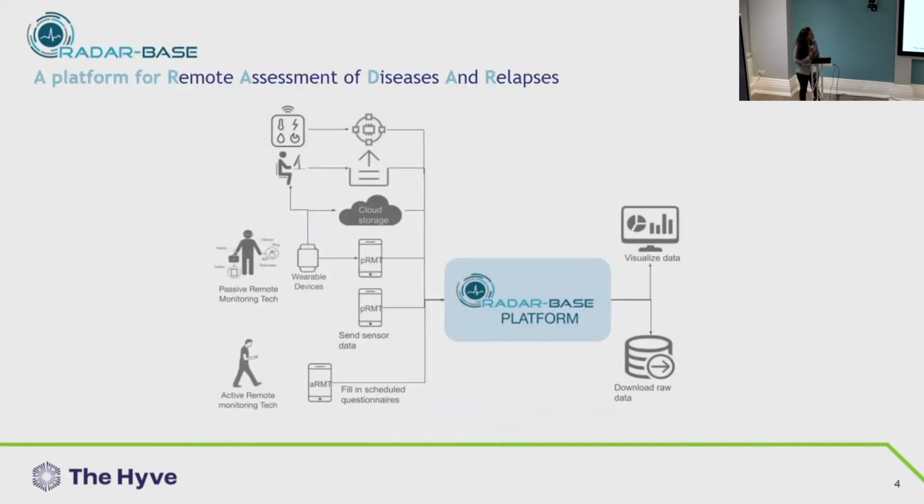An idea about what this RADAR-base platform is, like I said, it's a base platform to collect data to assess diseases and relapses. So it can do both passive monitoring and active monitoring, and passive monitoring can be done in several ways. First, we also developed a passive app called the PRMT app. This app uses the native sensors in the mobile phone to collect sensor data passively, and it can send that data directly to the platform, or the app can also pair with peripheral Bluetooth devices to get data from additional wearable sensors.